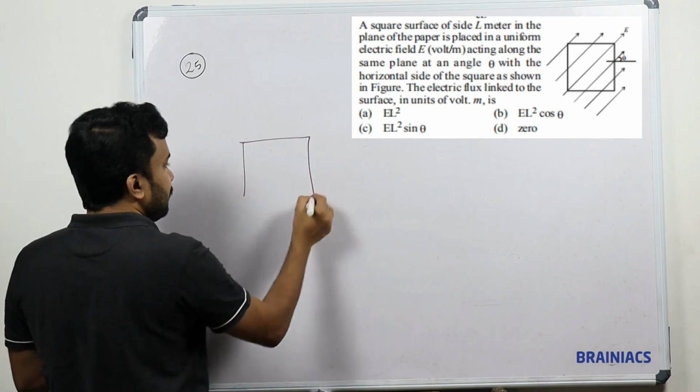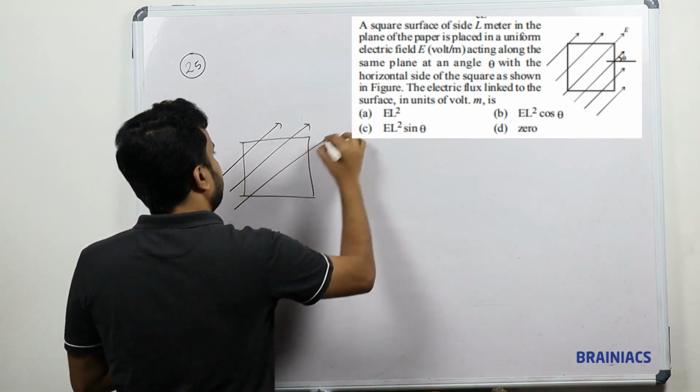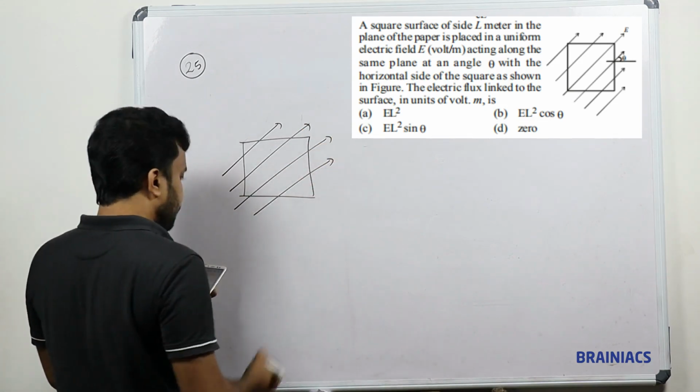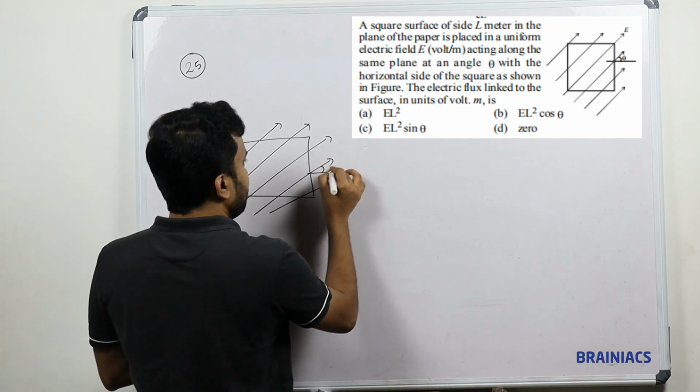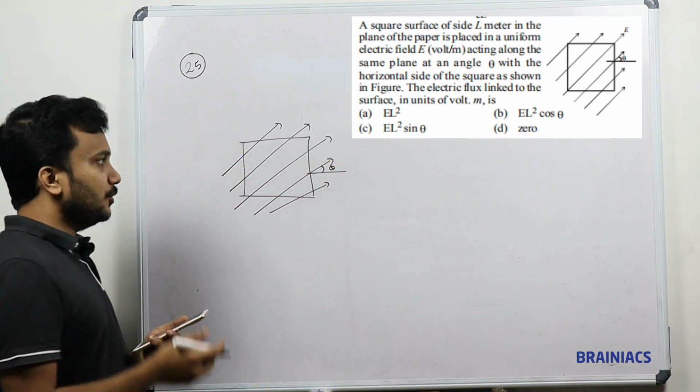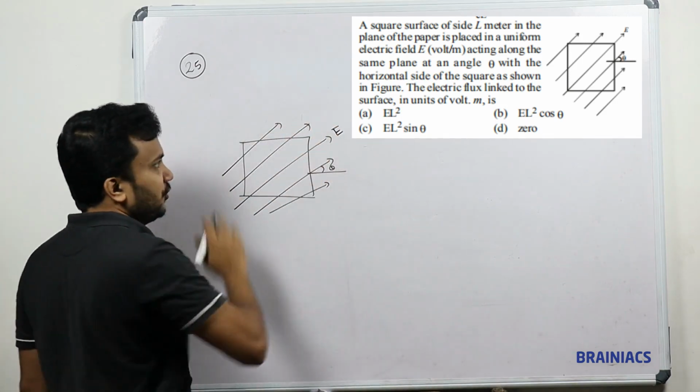This is the diagram which is given, and this is the direction of the electric field. The electric field is acting like this, and with respect to this horizontal surface, it makes an angle equal to theta. Here the electric field is in this direction. This is a plane sheet.